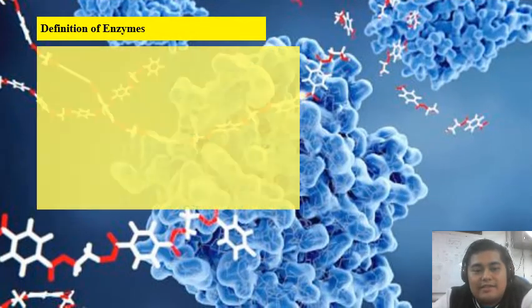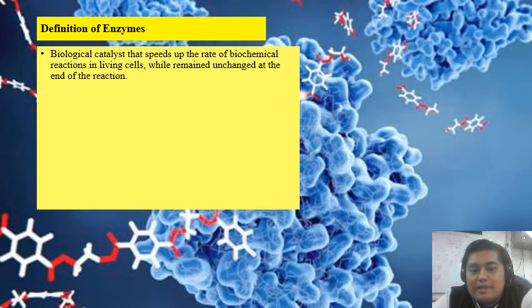So, definition of enzyme. Enzyme is a biological catalyst that speeds up the rate of biochemical reactions in living cells while remaining unchanged at the end of the reaction. So, enzyme ni adalah satu jenis biological catalyst yang akan mempercepatkan kadar tindak balas biokimia dalam living cell, dan pada masa yang sama juga dia akan tidak berubah pada akhir reaksi tadi.